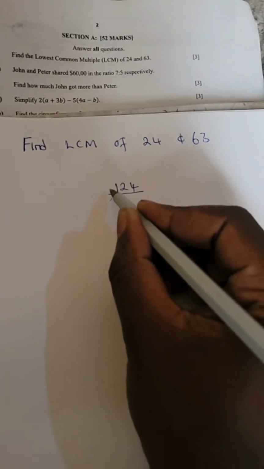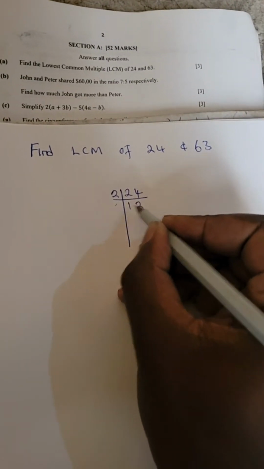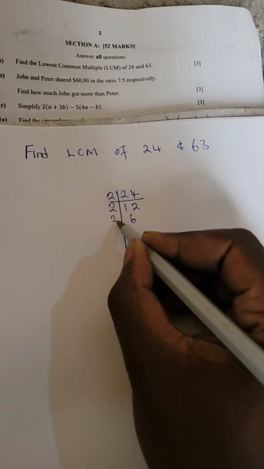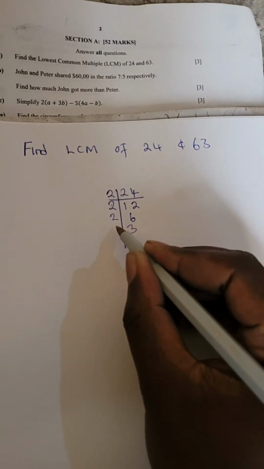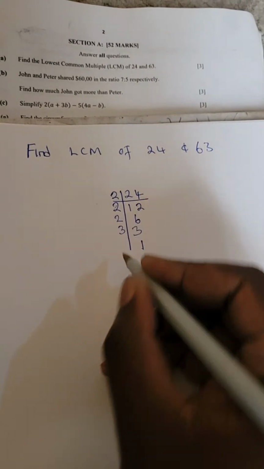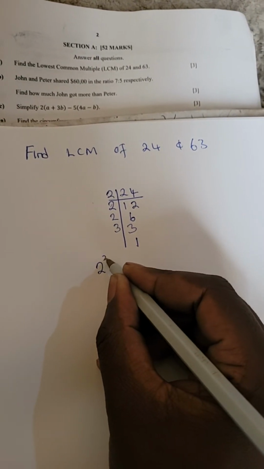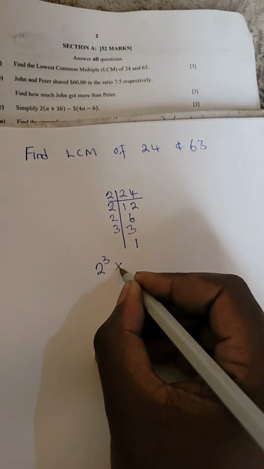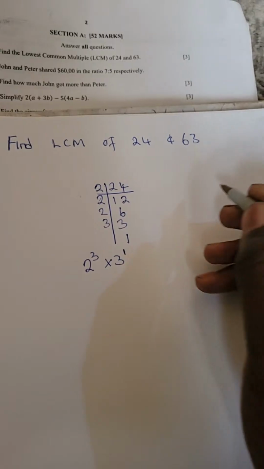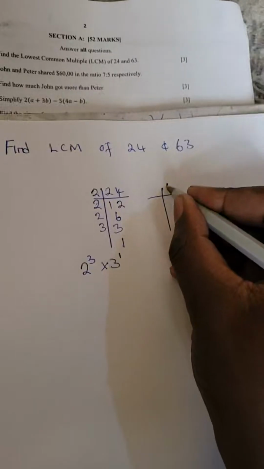So we are breaking down 24. We are saying 2 into 24 we get 12, and 2 into 12 we get 6. Then 2 into 6 we get 3, and 3 into 3 we get 1. So 24 as a product of its prime factors is 2 raised to the power of 3 times 3 raised to the power of 1. Okay, so let's go on with 63.